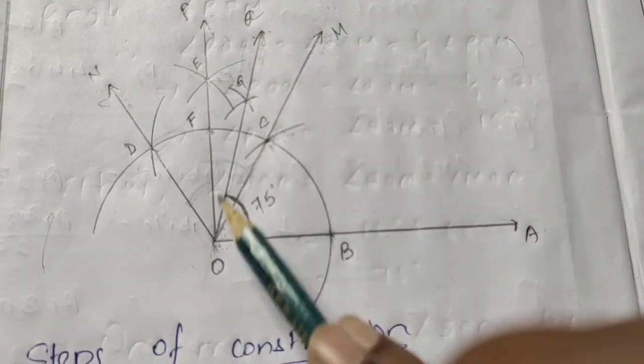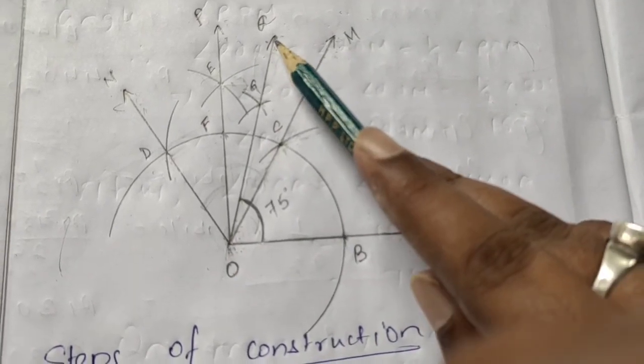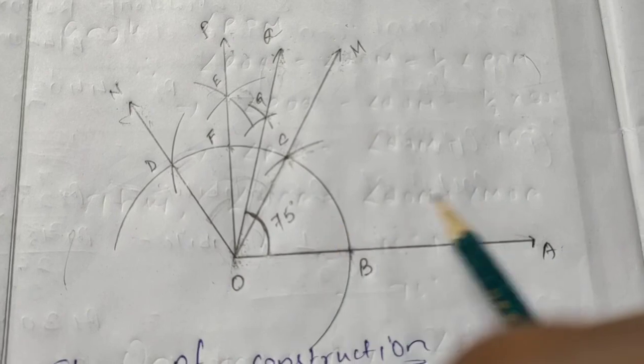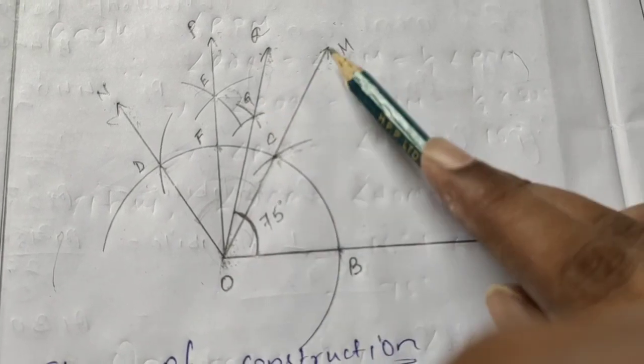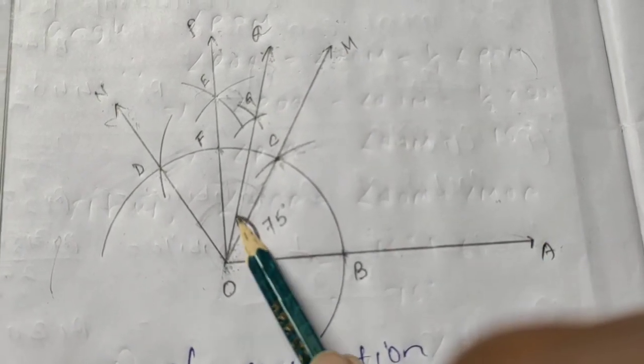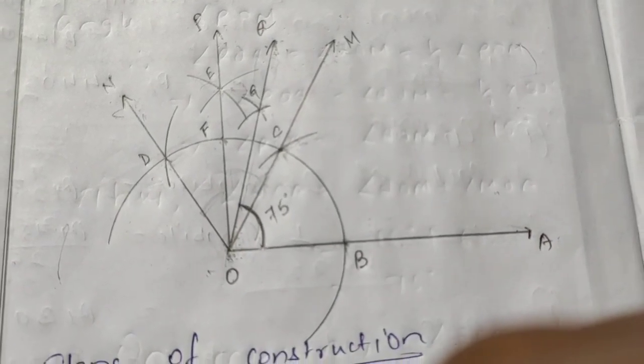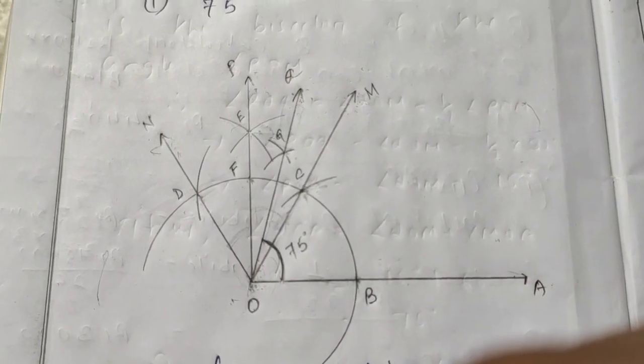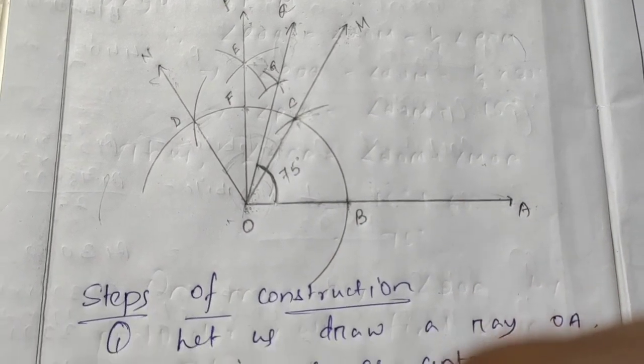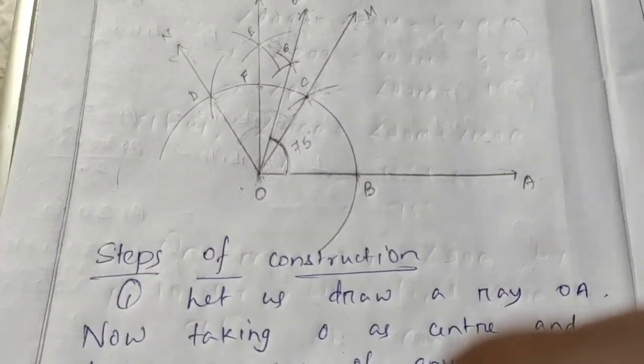So angle QOA equals what? Angle QOM plus MOA. That means 15 degree plus 60 degree, equal to 75 degree. So this angle QOA is our required angle. Okay, so again I am explaining all this with the help of the steps. Steps of construction.